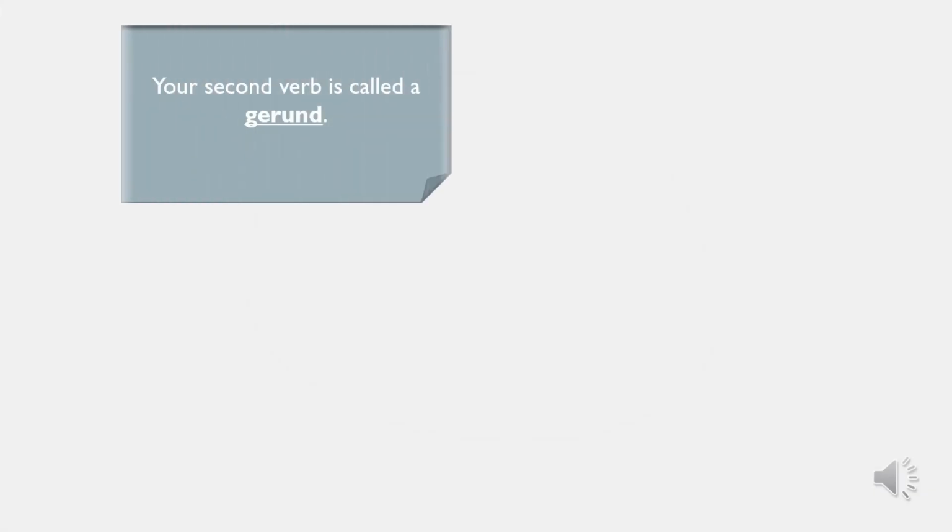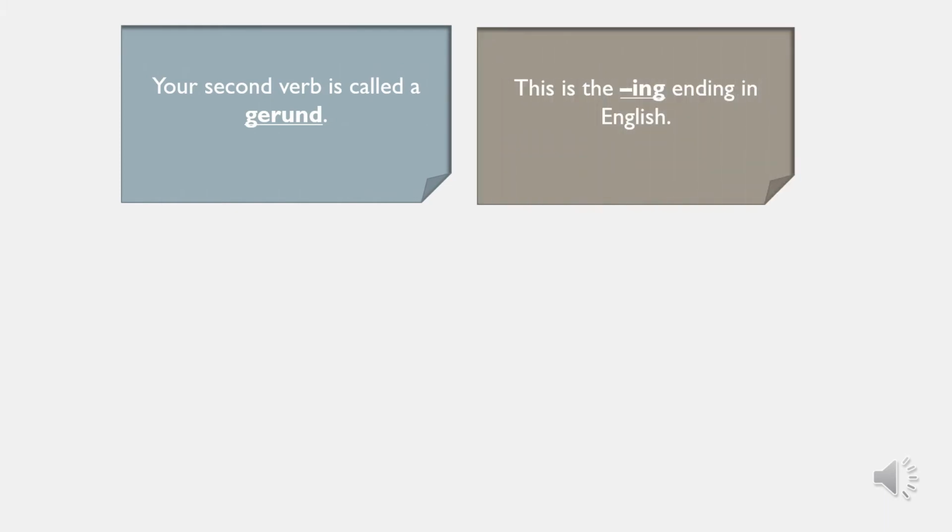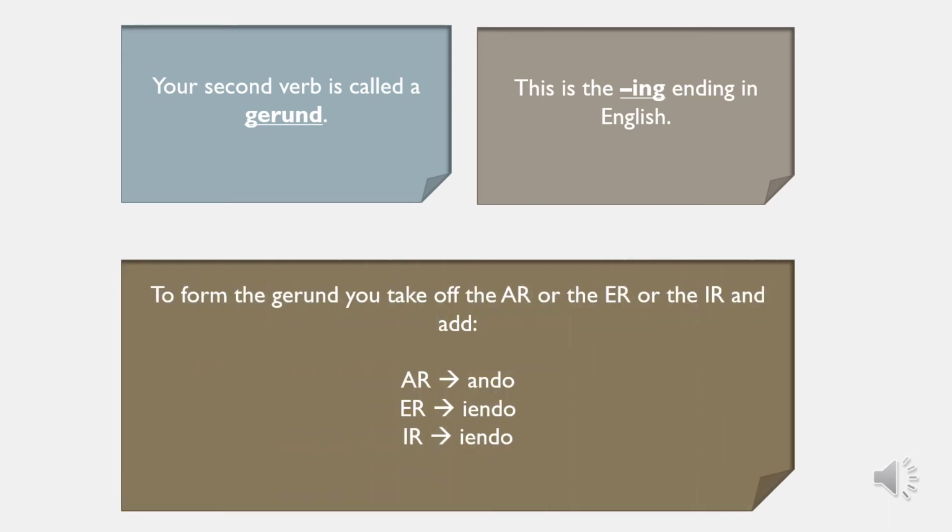The second verb is called the gerund, and the gerund is the -ing ending in English. So in Spanish, to form the gerund, we take off the -AR, -ER, or -IR of the second verb, and to an -AR verb we add -ando, to an -ER verb we add -iendo, and to an -IR verb we add -iendo.